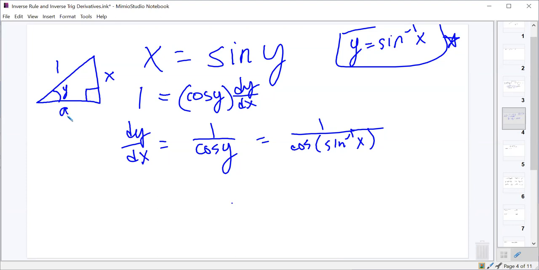Let's call this A. We know that A squared... All right, yeah, so what did you get? You got A equals the square root of 1 minus x squared. Yep.